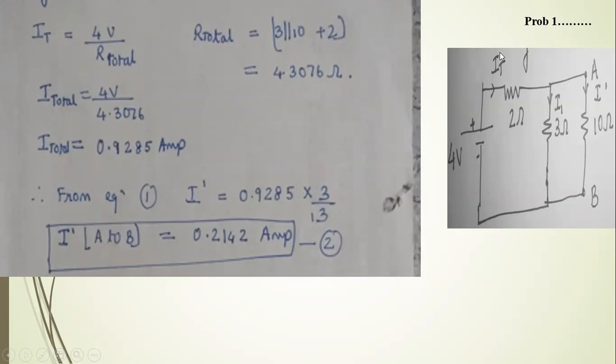But here we will not stop, because we are not interested in this current, we are interested in this current. So I dash will be, from equation number 1, the total current multiplied by the resistance of the opposite branch upon 10 plus 3. So here the current we obtain is 0.2142 amperes. This is the current when only the 4 volts source is considered. Now let us proceed to step number 3.